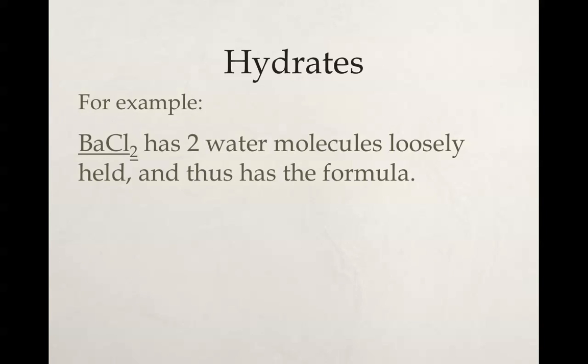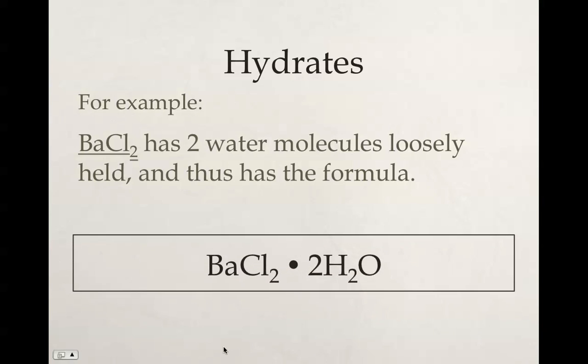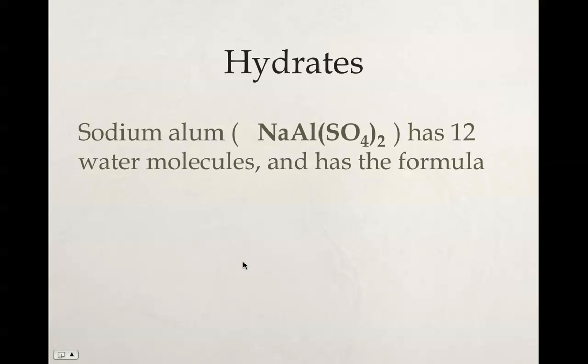So for example, BaCl2 has 2 water molecules that are loosely held and thus has the formula BaCl2·2H2O. So this dot is not like a multiplication symbol. This is simply the symbol that we use for a hydrate to show how many water molecules are held within the structure of, in this case, the BaCl2.